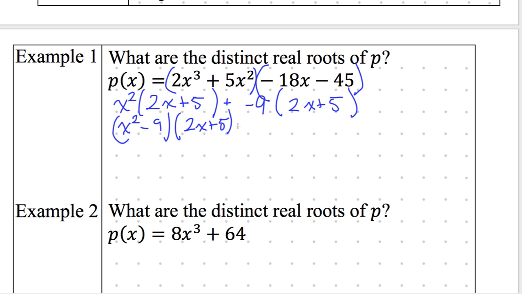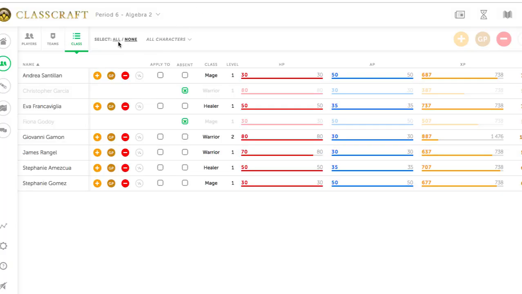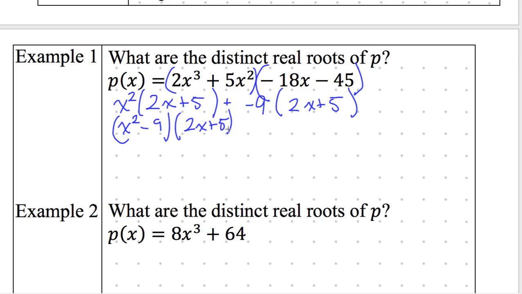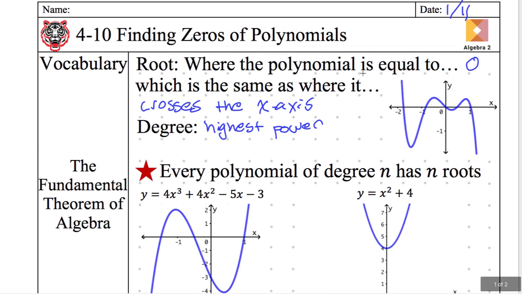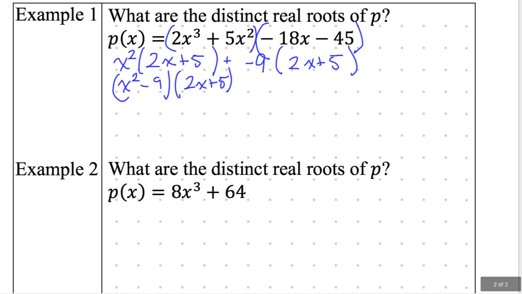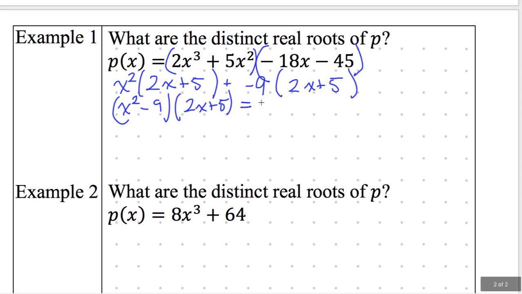All right, how do I find the roots? We have factored this. After we factor, how do we find the roots? Roots are wherever the polynomial is zero, so set it equal to 0. Set this thing equal to 0. Now we're finding the roots.